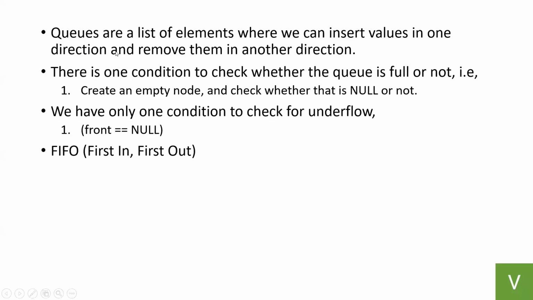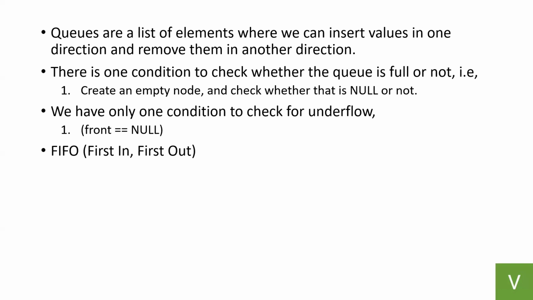Queues are a list of elements where we can insert values in one direction and remove them in another direction. For example, let us consider we have an empty queue. Front and rear will have null values. If you want to insert a value 10 into the queue, the front and rear pointer variables get updated to 10.